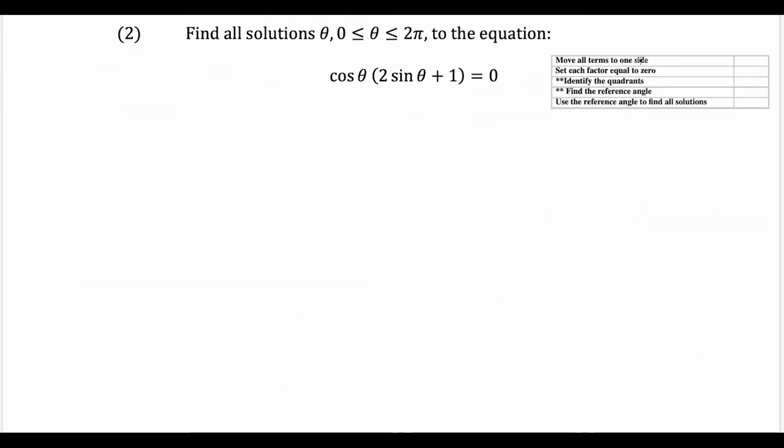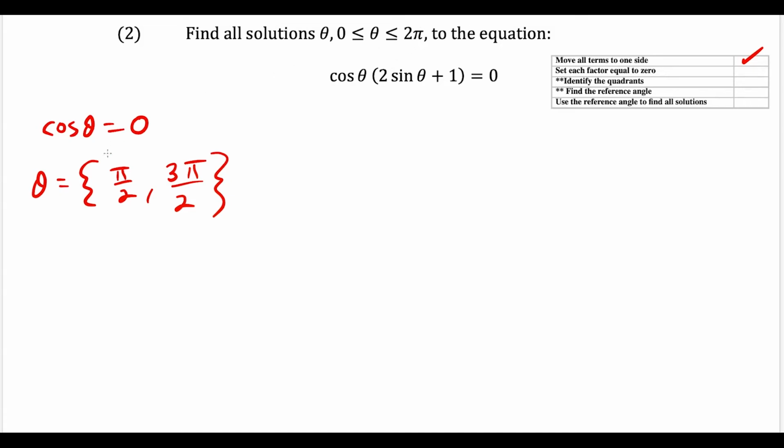So we'll look at another example here, but now this time around we already have everything moved to one side, so that part's nice. And now we're going to set each factor equal to 0. So first up we have cosine theta equals 0, and that's going to be true when we have a theta value of pi over 2, which is also the same thing as 90 degrees, and then also 270 degrees, or 3 pi over 2. So these values I'm able to get really quickly because of the unit circle. So I would say commit to getting good at the unit circle. That's the key to finding these trig values in your head.